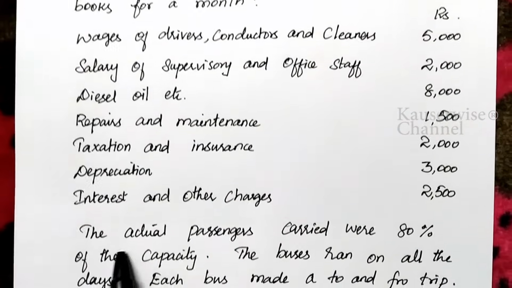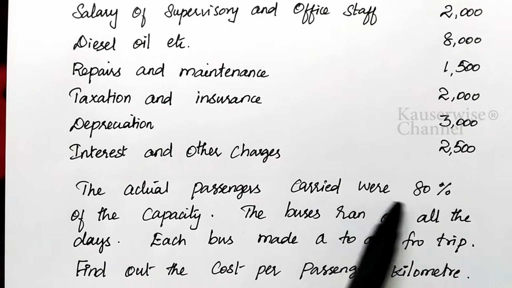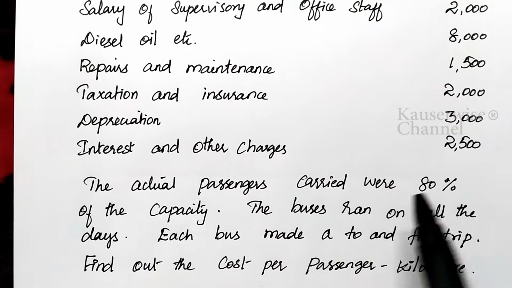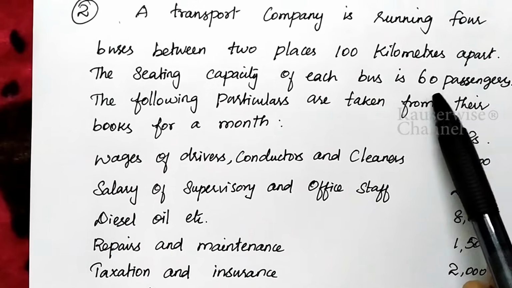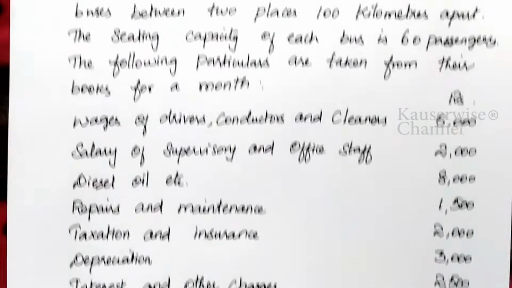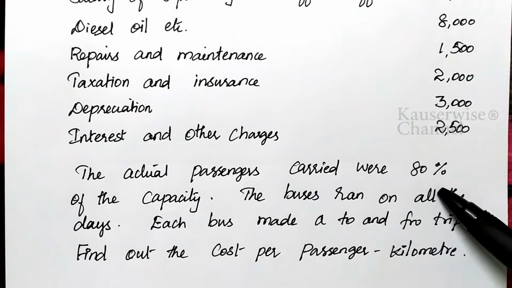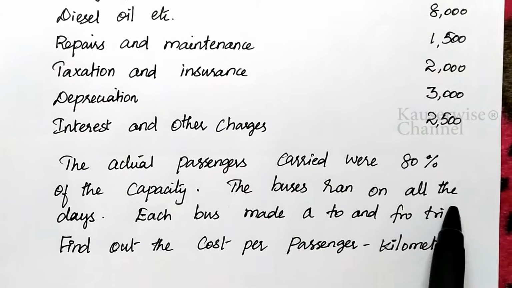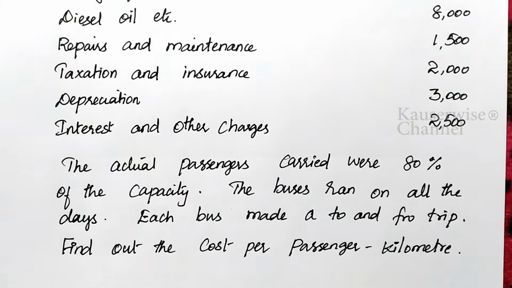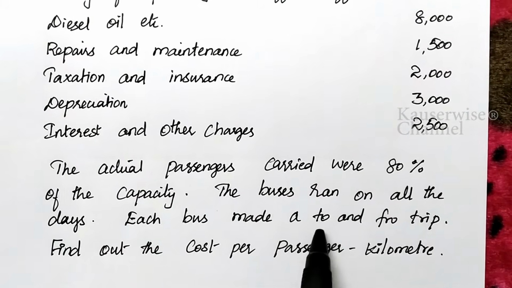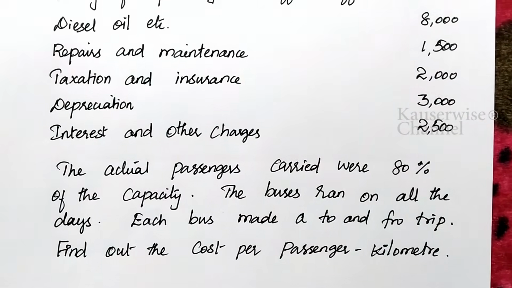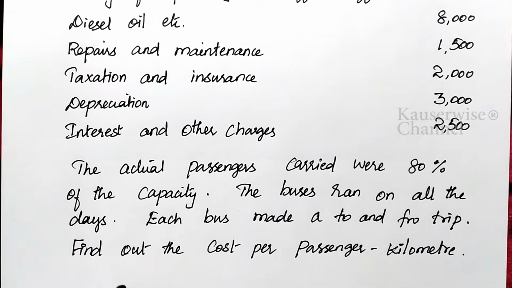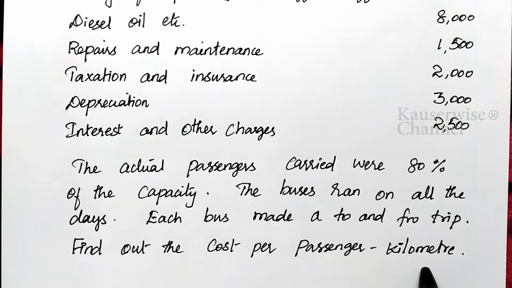And then the actual passengers carried were 80% of the capacity. Okay, the total capacity of the bus is 60 passengers. In that, only 80% of the passengers travel every day. Okay, then the buses ran on all the days, all 30 days. Each bus made a to and fro trip, that is only 1 trip per day. Okay, with this they ask you to find out the cost per passenger kilometer.